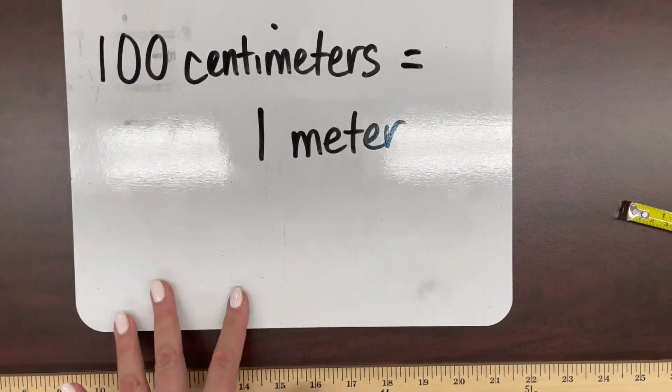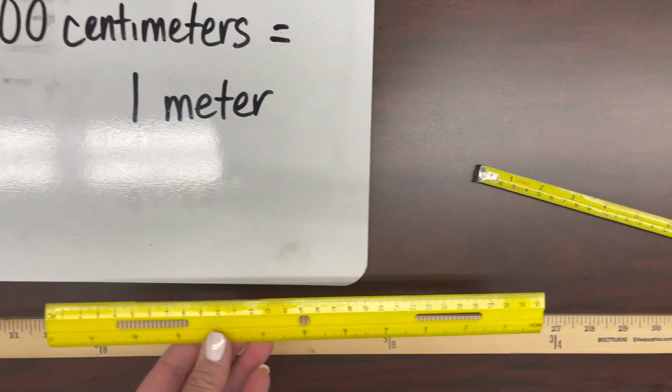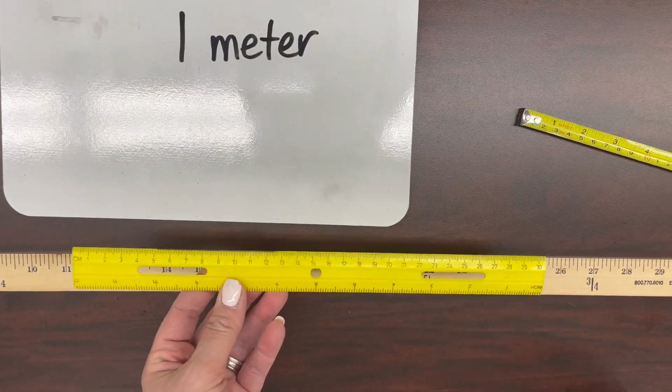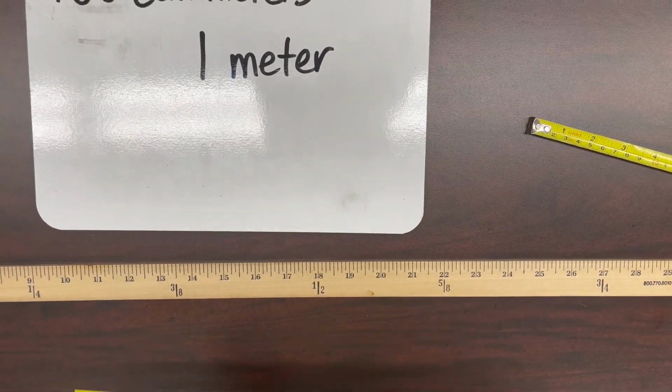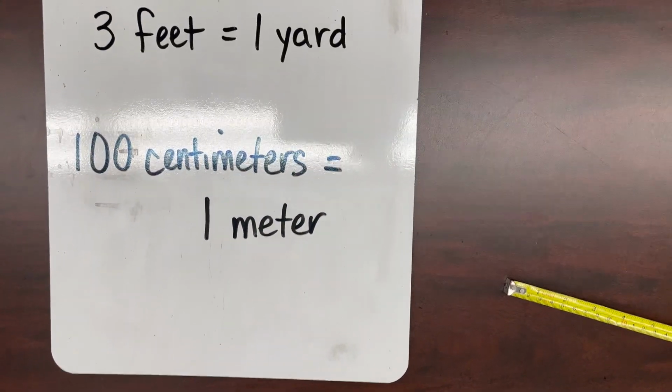We also talk about centimeters. And so flipping the inch ruler over to the centimeters, there's 30 centimeters on a standard size ruler. 100 centimeters is equal to 1 meter. We also give the kids an opportunity to measure using meter sticks.